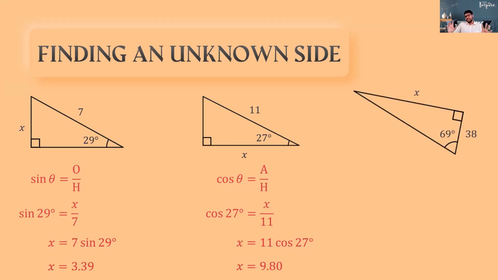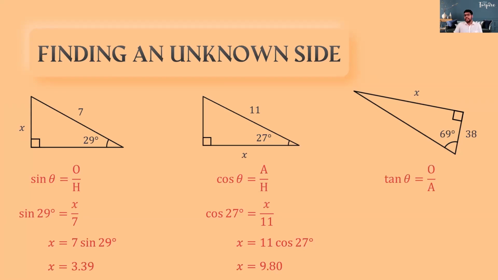Now children, I have twisted this triangle a little bit to confuse you, but you can see the right angle is clearly marked and the angle in focus is 69 degrees. Children, this time the opposite is x and the adjacent is 38. So children, which function uses the opposite and the adjacent? Yes, correct. Tan is the function. Very good, children, right?